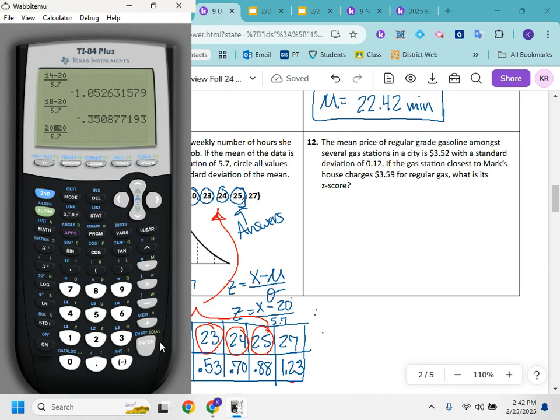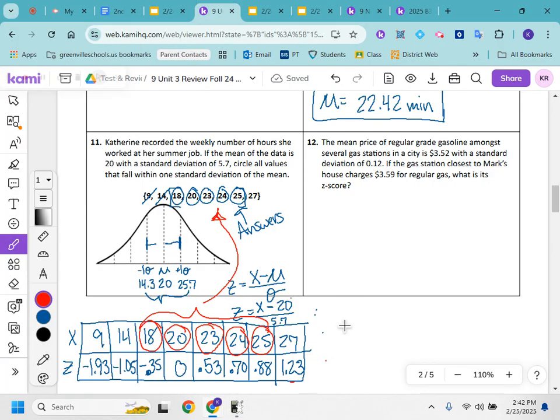18, 20, 23, 24. This is how I'm getting all these numbers. 25. 27. So that's the one, the 8 bumped the 2 up to a 3, but it's further than 1. So that's two different ways to do it.